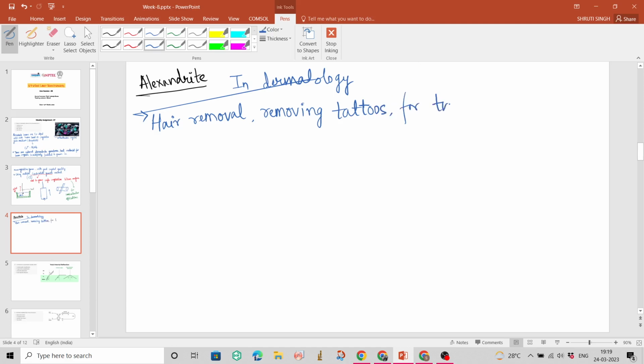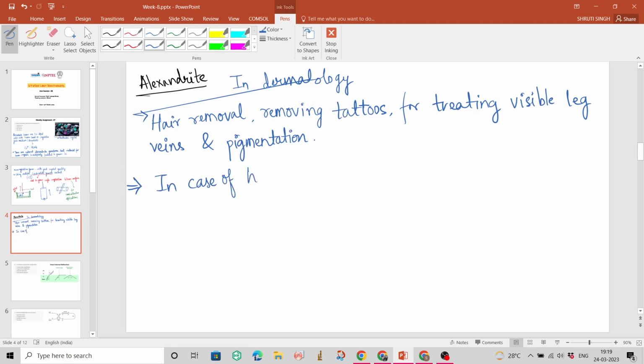or for removing tattoos, or for treating pigmentation, or treating the veins. Okay, so how does this Alexandrite laser remove hair? When we shine these long pulses, the hair follicles absorb those radiation, and the heat which is generated damages the hair. So that's how it gets removed.